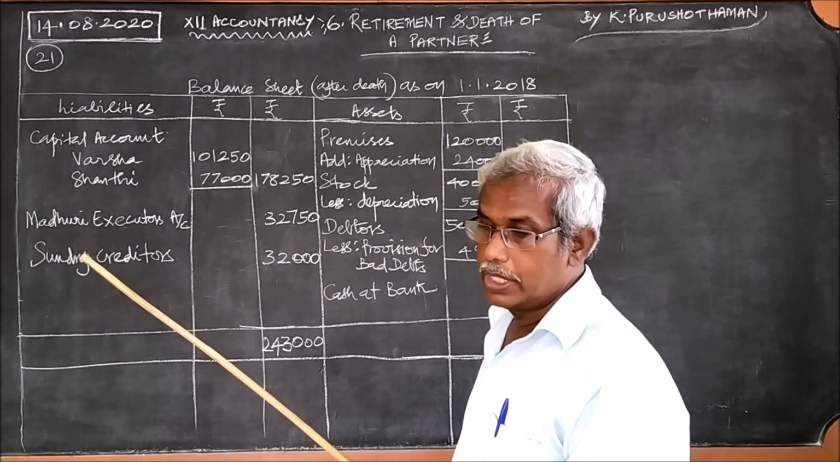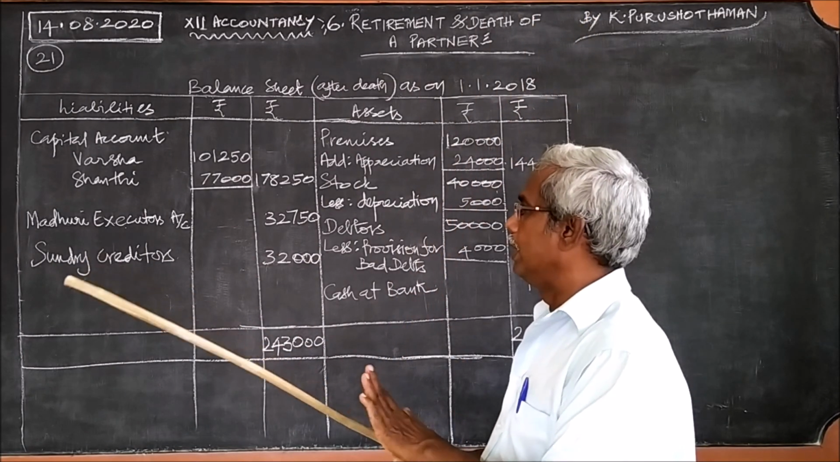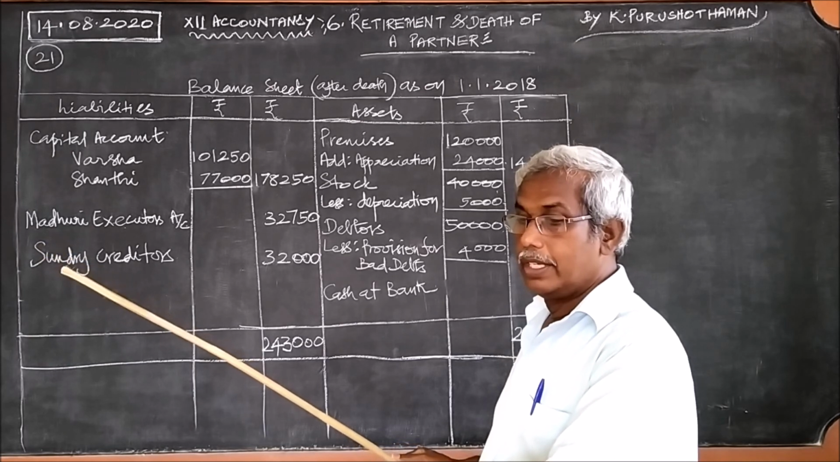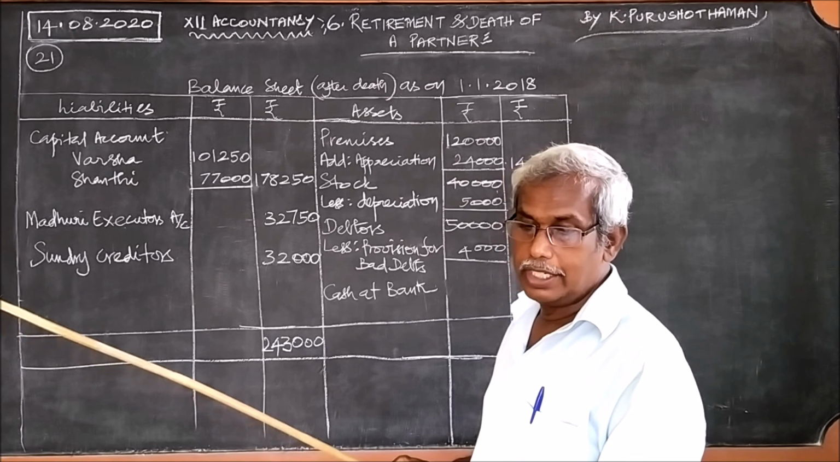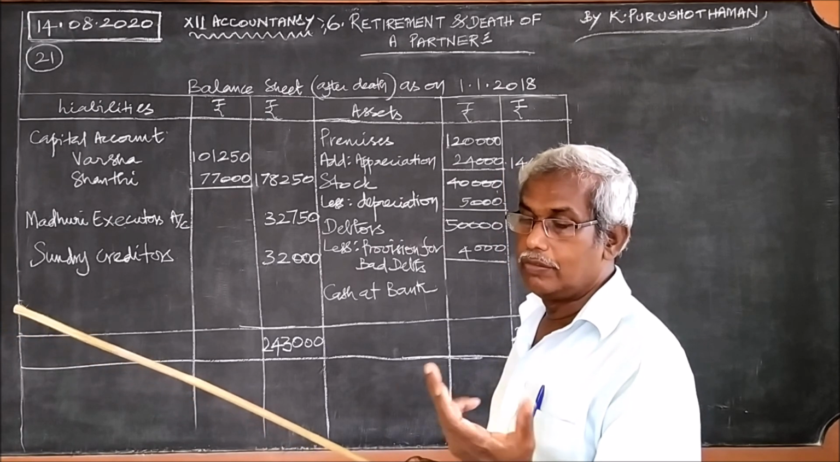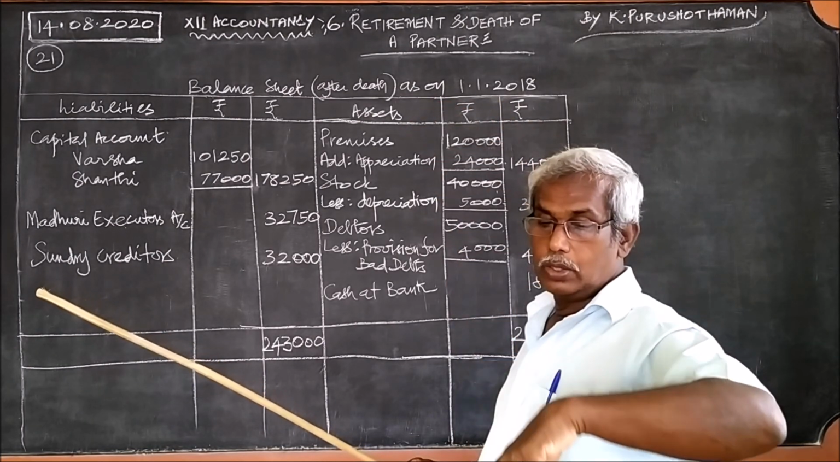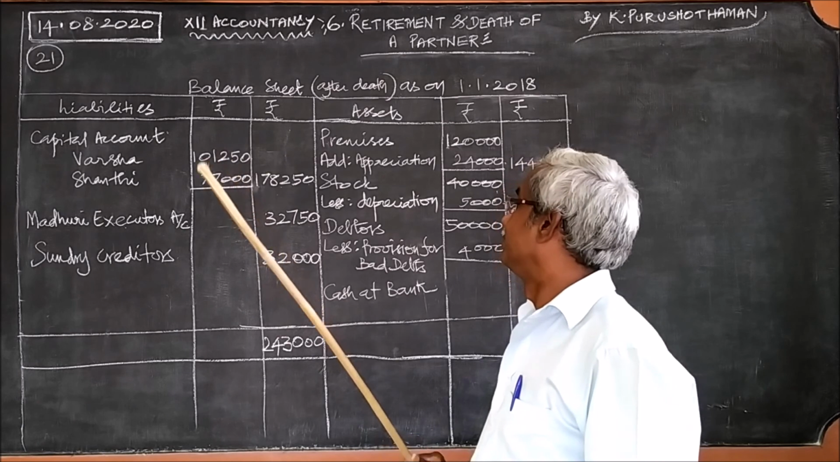And the next one, general reserve, we have taken already to the capital account, therefore we need not write it. And the last item is creditors. Sundry creditors 32,000. General reserve, we left it because we have taken it already to the capital account. Sundry creditors 32,000 we have written.